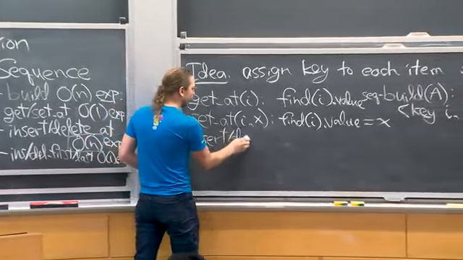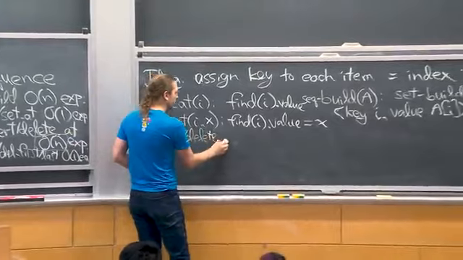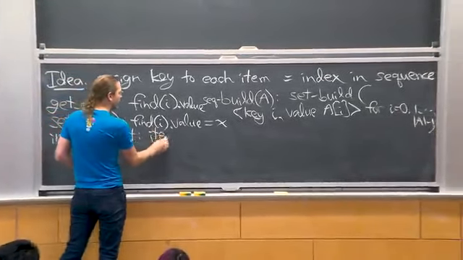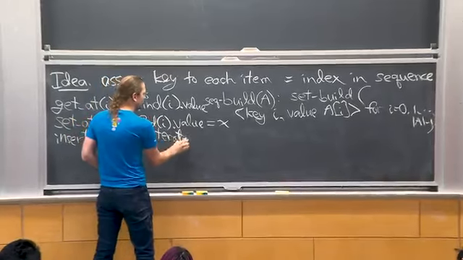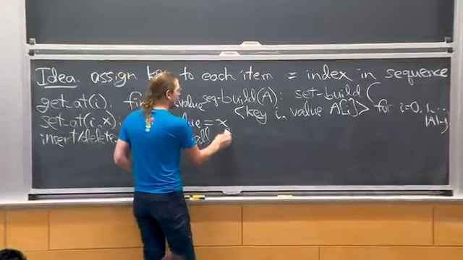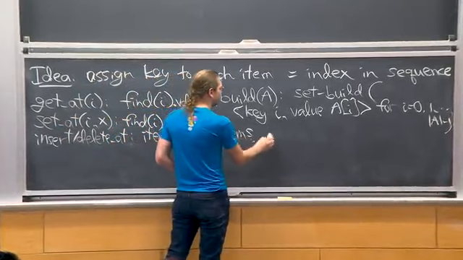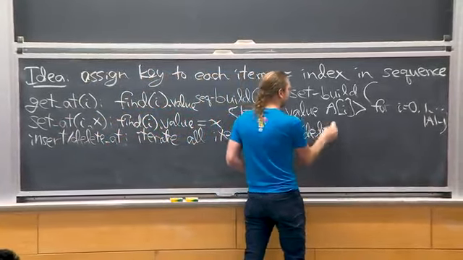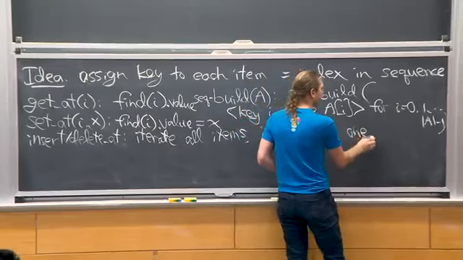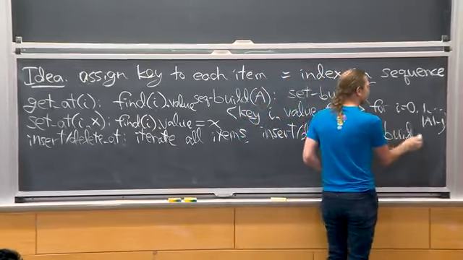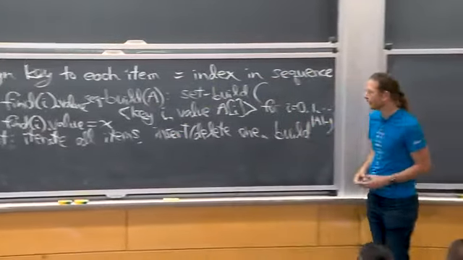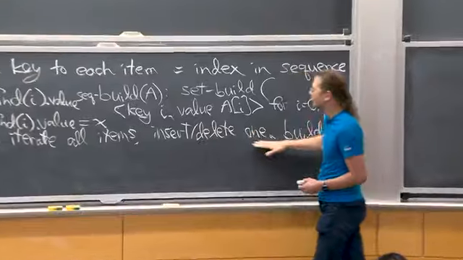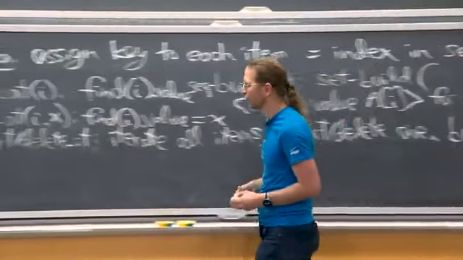Let me just write that briefly. Basically, let's just iterate all the items, iterate all items, let's say into an array. Insert, delete one of them, and then rebuild. Okay, if I was writing a pset answer, I would say a little bit more detail what I mean in this step. I've done it in the notes, not that hard.